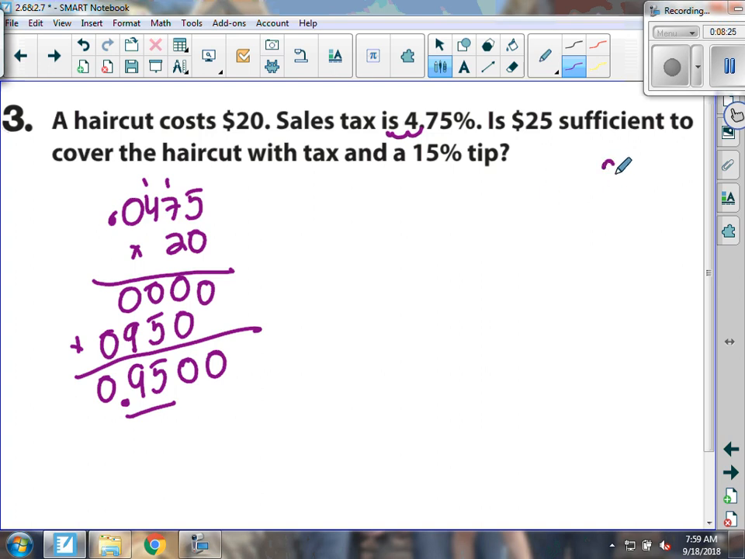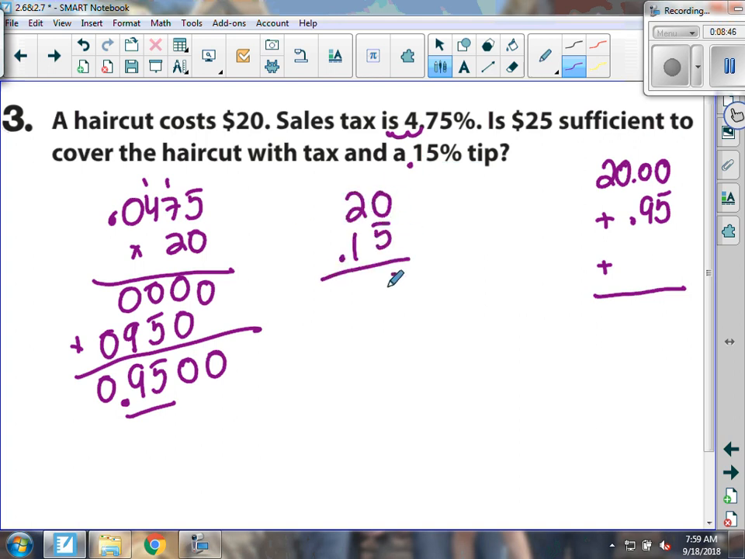So I'm going to put 20.00 plus 0.95. And now we need to figure out our tip. So I'm going to add our tip to this as well. That's a 15% tip. So what's 15% as a decimal? We have 0.15. So 20 times 0.15.